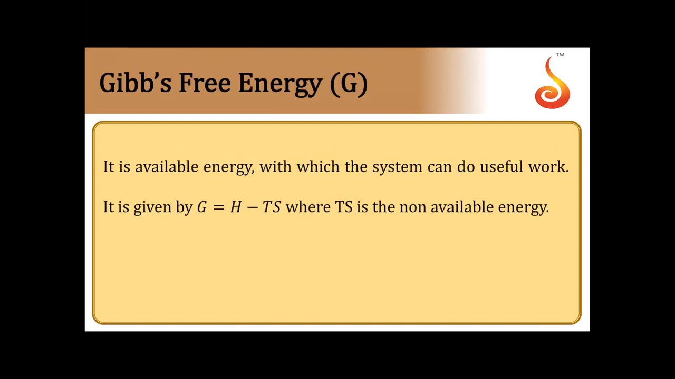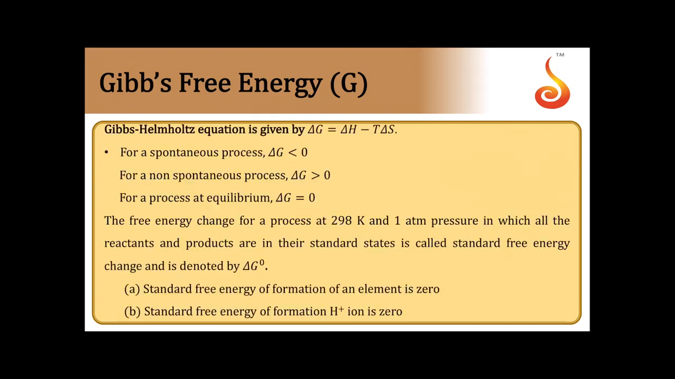Then comes Gibbs energy, or Gibbs free energy. It is the available energy with which a system can do useful work. It is given by G equals H minus TS, where T into S is non-available energy. So finally, the energy available, H minus TS, is called Gibbs energy, with which we can do useful work.